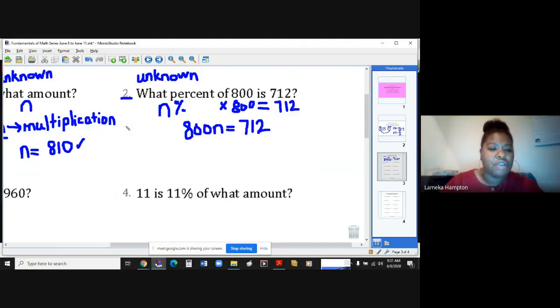So again, this is a multiplication problem. Okay. So because this is a multiplication problem, I have to do the opposite to find my answer. And the opposite of multiplication is division. So I am going to divide by 800. And before I go any further, let me explain why. Again, you want to divide by the number that's next to the letter. The reason why is, again, you want to isolate your variable, meaning you want your letter to be by itself. Okay.